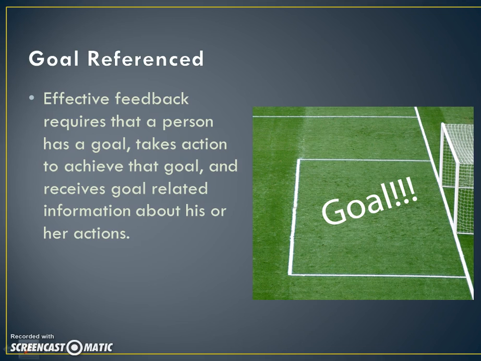The first one is goal referenced, and it's that effective feedback requires that a person has a goal, takes an action to achieve that goal, and then receives goal-related information about his or her actions. He uses the example that if you were to tell a joke, the goal would be to make people laugh. So you could have feedback based on giving that joke and either seeing or hearing people laugh or not laugh. That would be feedback that you would collect on your own.